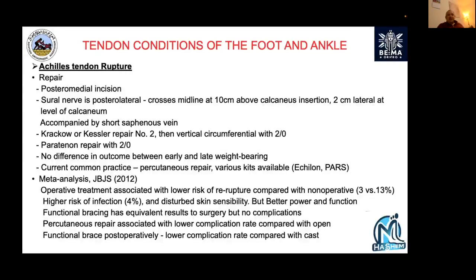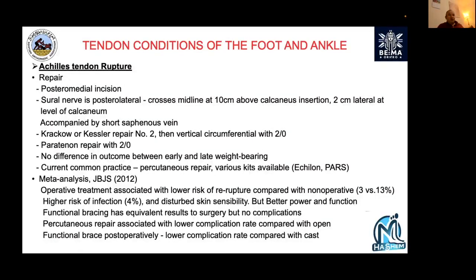What does the evidence say? The meta-analysis says that operative versus non-operative, as I explained from the start, operative will have a lower risk of re-rupture because of proper coaptation of the ends of the tendon. Risk of re-rupture is 3% compared to 13% in non-operative. On the other side, the risk of infection is about 4%, and the risk of disturbing skin sensitivity and wound problems is higher with operative treatment. Functional bracing and an accelerated rehab protocol has an equivalent result to surgery without complications, provided you choose the right patient.